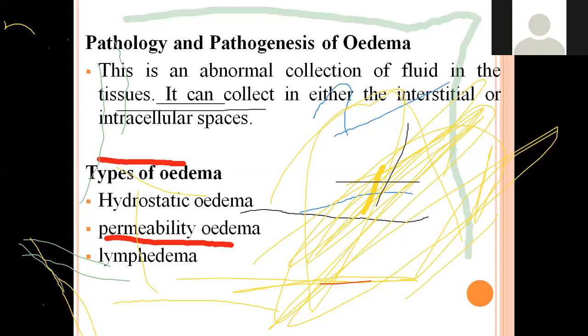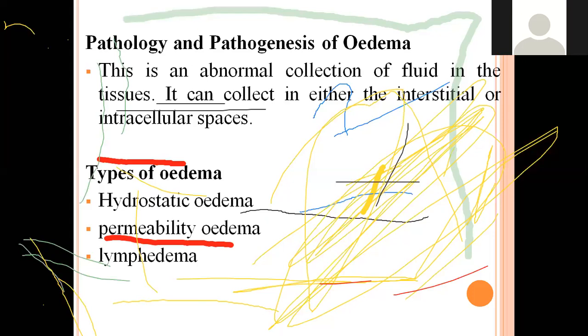So moving on now, we'll quickly discuss pathology and pathogenesis of edema. As we know, edema is an abnormal collection of fluid in the tissue. It can collect in either the interstitial spaces or intracellular spaces. And depending on the location of the edema, if it is in the stomach or the peritoneum, we call it ascites. It could be a generalized edema or localized, depending on where the fluid is collected.